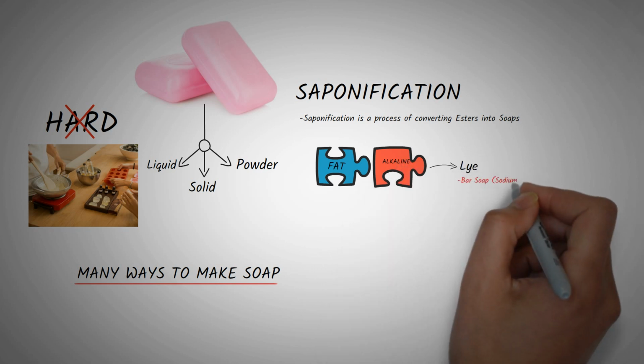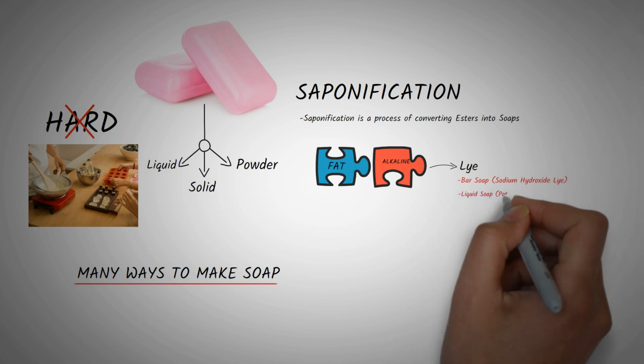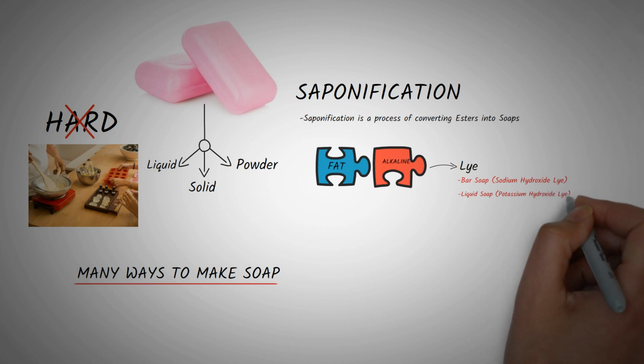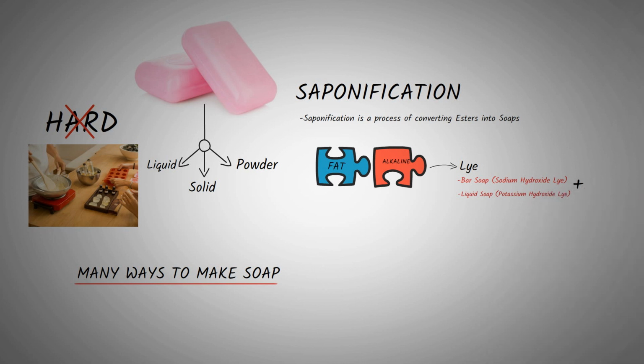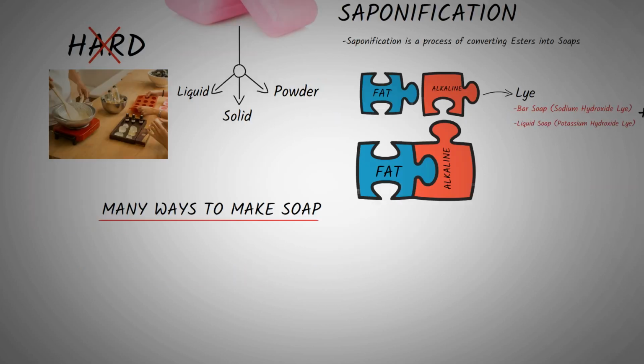For bar soap, you use sodium hydroxide lye, while potassium hydroxide is used for liquid soaps. A combination of both sodium hydroxide and potassium hydroxide can be used to make gel-like soaps. With fat and alkaline material in place, there are two ways how you can make soap.